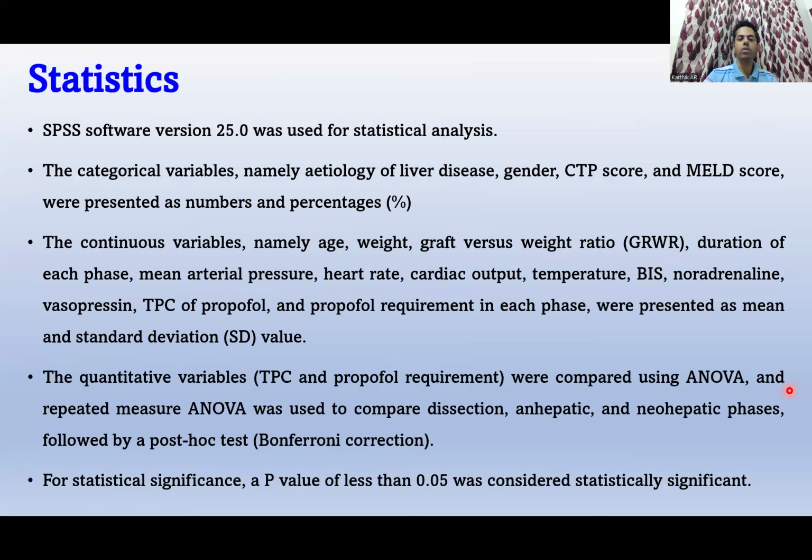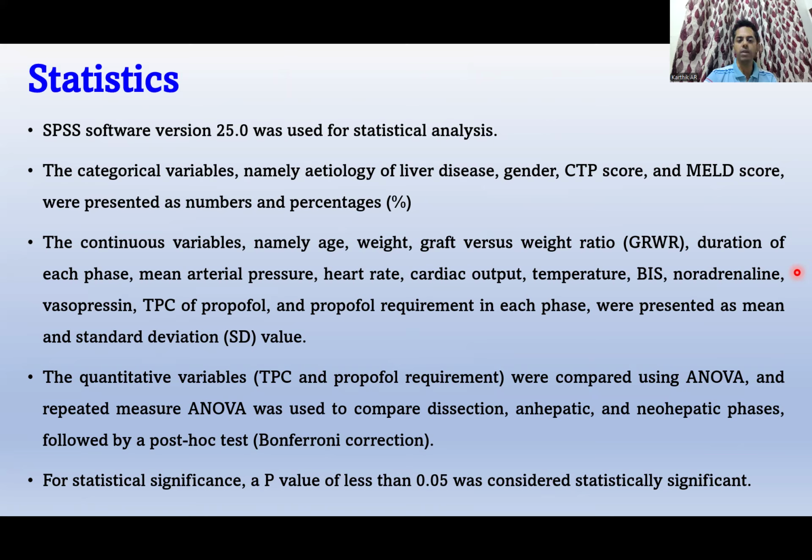SPSS software version 25 was used for statistical analysis. The categorical variables, namely etiology of liver disease, gender, CTP scores, and MELD scores, were presented as numbers and percentages. The continuous variables, namely age, weight, graft versus weight ratio (GRWR), duration of each phase, mean arterial pressure, heart rate, cardiac output, temperature, BIS values, noradrenaline and vasopressin requirements, TPC of propofol, and propofol requirement in each phase, were presented as mean and standard deviation values.